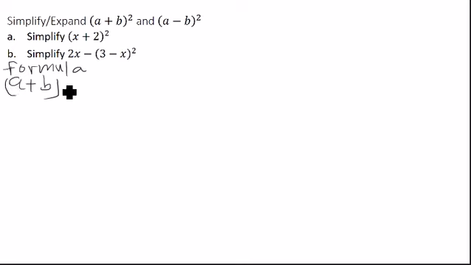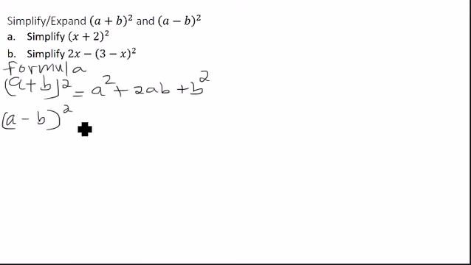So (a plus b) squared is going to be a squared plus 2ab plus b squared, and (a minus b) squared equals a squared minus 2ab plus b squared. The only difference between these two is the second term. It is positive if you have a positive inside the parentheses, and negative if you have a negative inside the parentheses. The last term is always going to be positive.